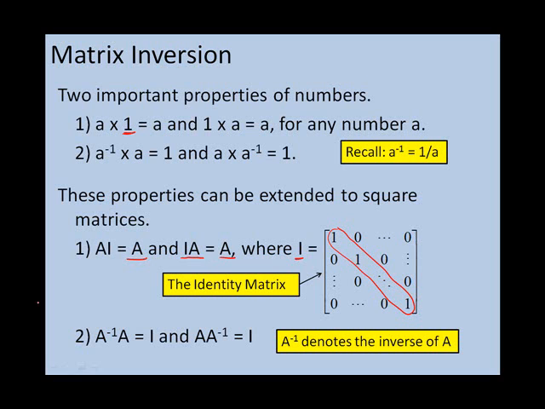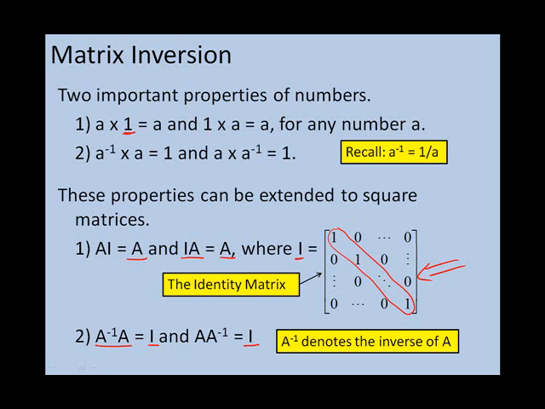Now suppose we see matrix A to the power minus 1. What does that denote? In matrix algebra, matrix A to the power minus 1 would be called the inverse of matrix A. And what happens if we do A inverse times A? Well, we recover the identity matrix. We've seen the identity matrix already over here. Similarly, if we do A times A inverse, we also get the identity matrix.